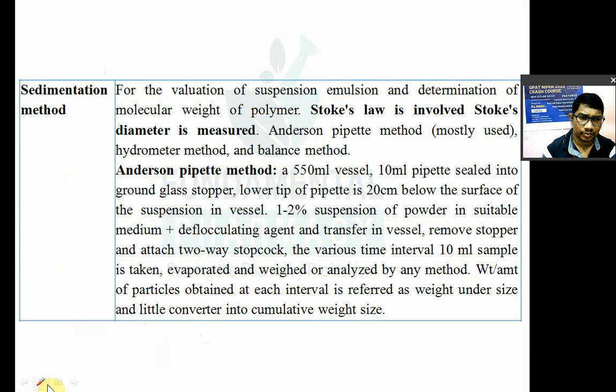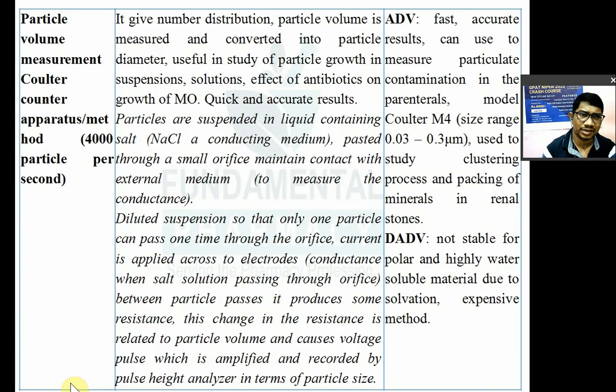There is a method for measurement of particle size by sedimentation method. थर्ड मेथड होता है आपका पार्टिकल वॉल्यूम मेजरमेंट के लिए, that is nothing but the Coulter counter method. Now this apparatus measures the 4000 particles per second. Now what type of information? So it gives the number distribution, particle number distribution, particle volume is measured, and later it is converted into particle diameter.